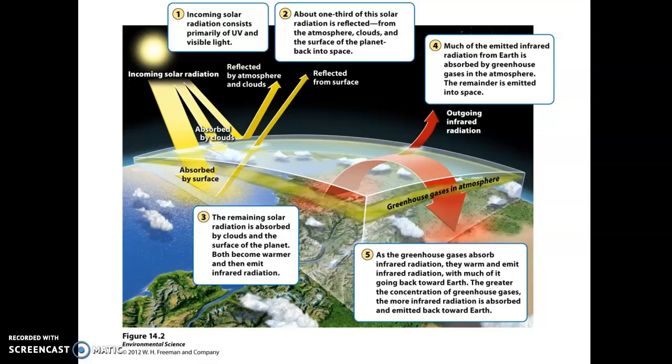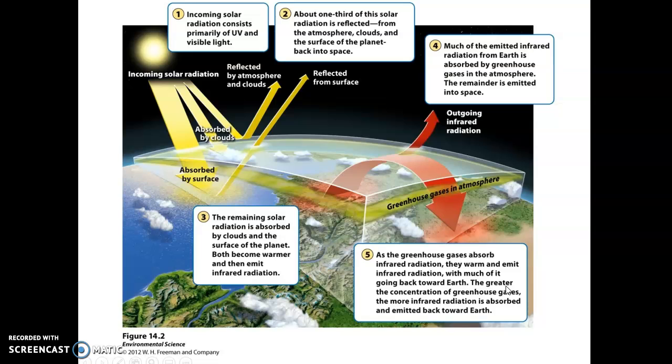So much of the emitted infrared radiation from Earth is absorbed by greenhouse gases in the atmosphere, and the remainder goes back off into space. And as the greenhouse gases absorb infrared radiation, they warm and emit infrared radiation, with much of it going back to Earth. The greater the concentration of greenhouse gases, the more infrared radiation is absorbed and emitted back to Earth. And I think that's probably the key statement.